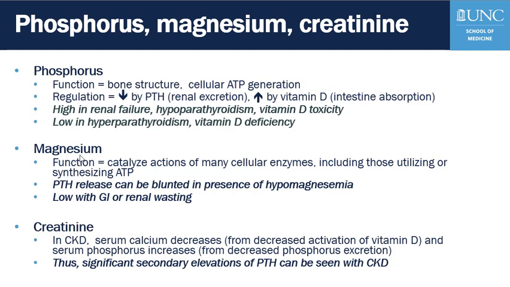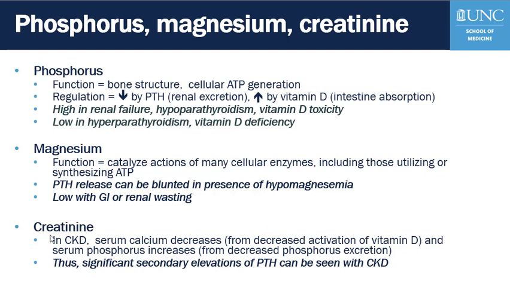The second analyte here, magnesium, functions as a catalyst of many cellular enzymes, including those utilizing or synthesizing ATP. The clinical importance of magnesium is that PTH release can be blunted in the presence of hypomagnesemia. Low magnesium can occur in cases of GI wasting or renal wasting. And this is important because a patient with these conditions may appear to have low functioning parathyroid when in fact PTH release is simply impaired by the presence of low magnesium.